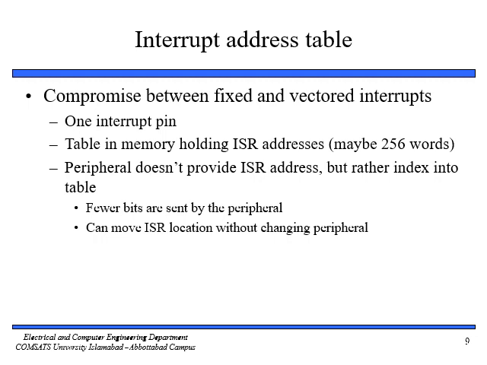As in the previous case, we have seen that 16 was stored in the register at a particular memory location. So the peripheral does not provide the ISR, but rather an index into the table. Okay, so we will have a table which will contain the address of the ISR. Now fewer bits are sent by the peripherals. We can move the ISR location without changing peripherals. So we can change the interrupt service routine location without actually changing the peripherals, and very few bits are sent by the peripherals. So let's move on to the next slide.